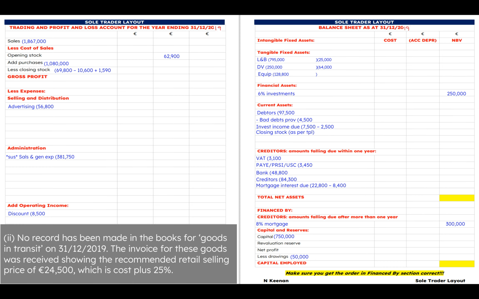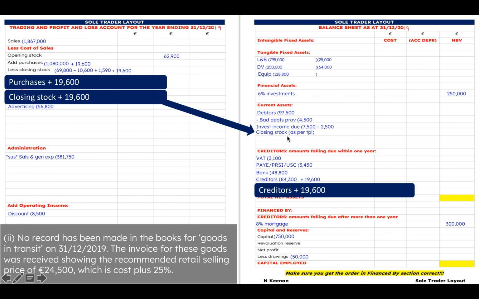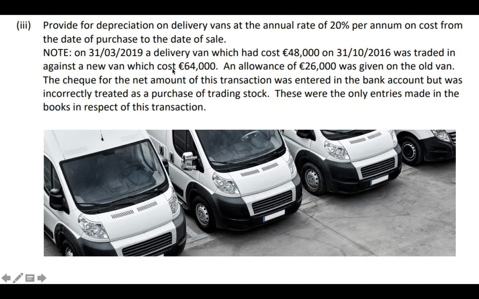So we need to find out what the cost price is. 24,500 divided by 125 multiplied by 100 is 19,600 euro, which we add to purchases and we will add to creditors. And we'll also add it to closing stock because it is at the end of the year. That will have an impact on the closing stock, but you'll just put whatever your final figure is in here. Okay, note 3.